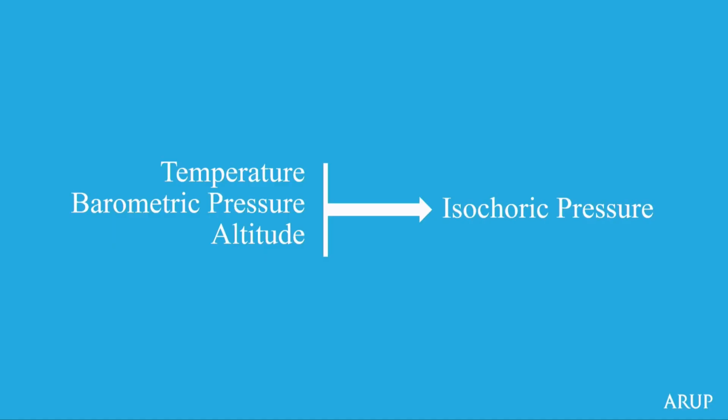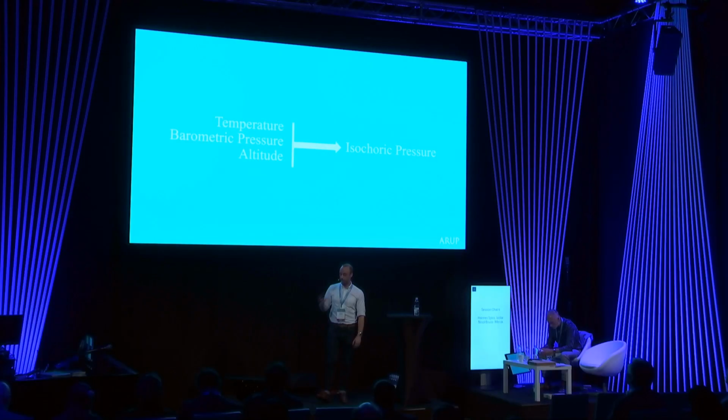So let me show you the results. I'm going to talk about the three main components we've discussed: the temperature, the pressure, and the altitude, and then see how these merge into an isochoric pressure. So firstly, temperature.